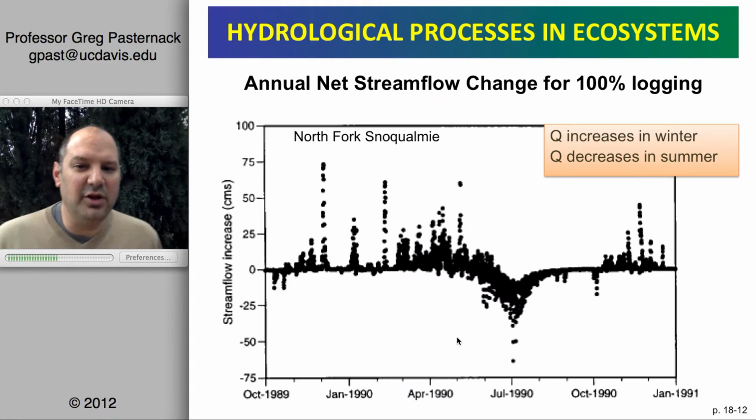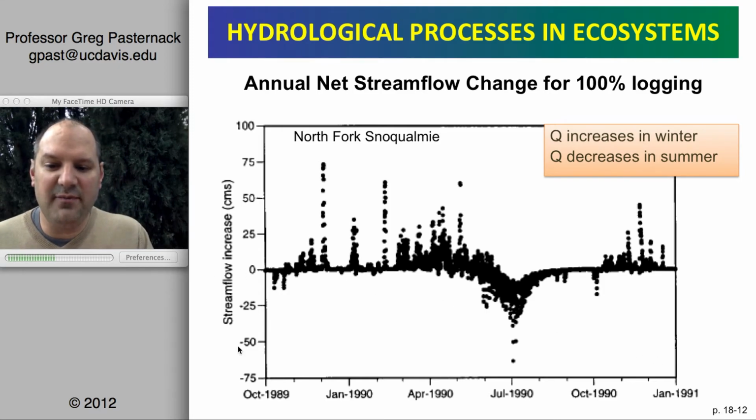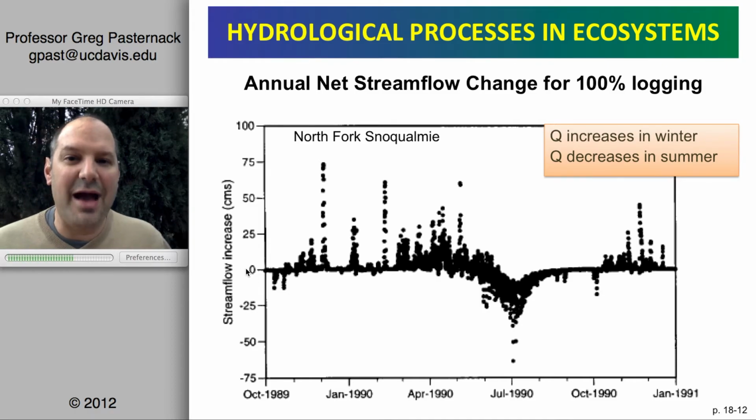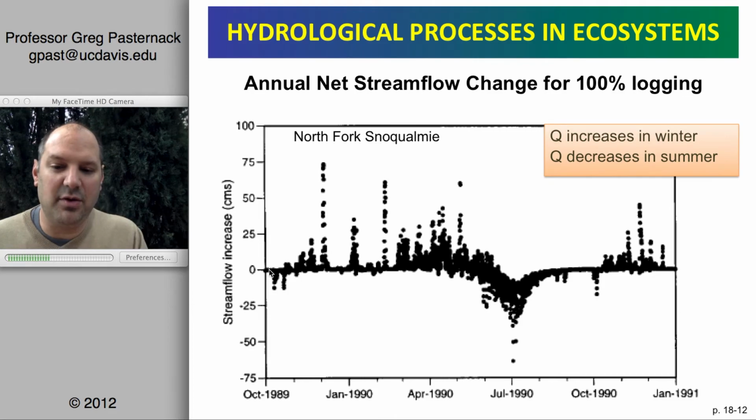This is another way of looking at it. This is for the North Fork of the Snoqualmie. If we look at the annual net streamflow change for complete logging, you'll see that this is through time from October 1989 to January 1991, and the streamflow is either less than typical or, compared to the baseline case without logging, like the current condition, that would be 0. So you either have an increase in streamflow as a result of logging or a decrease.